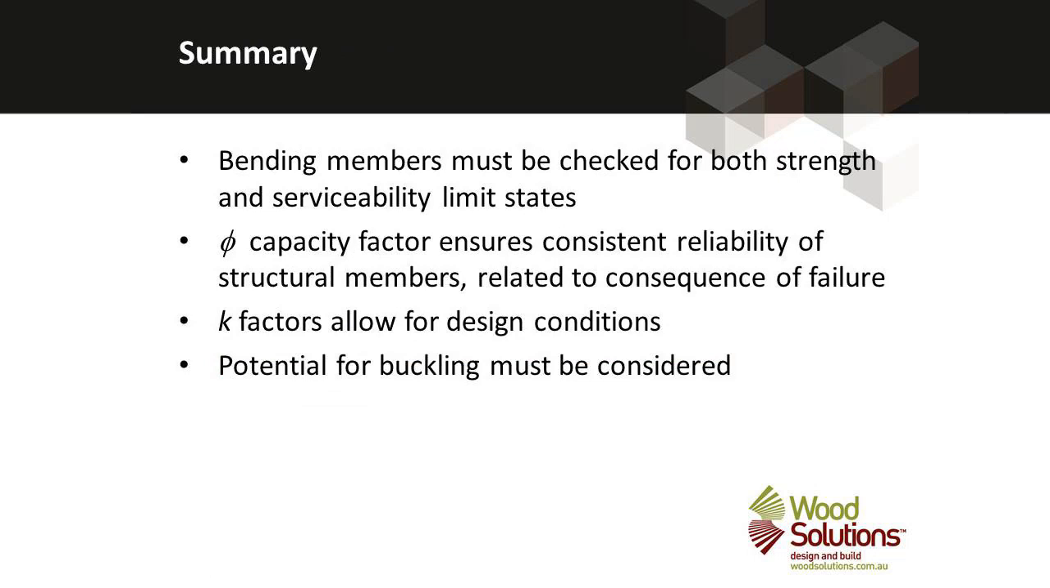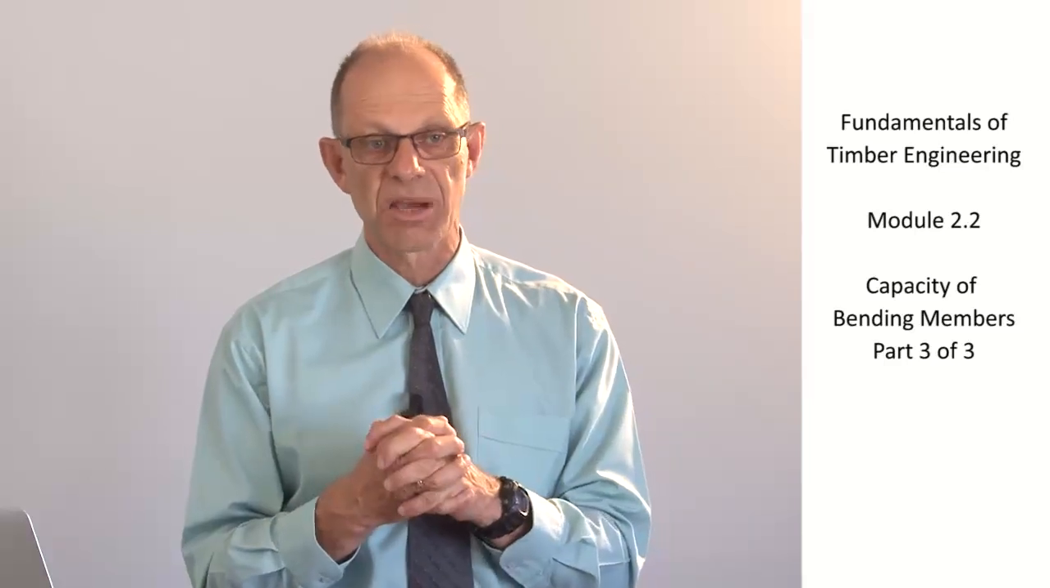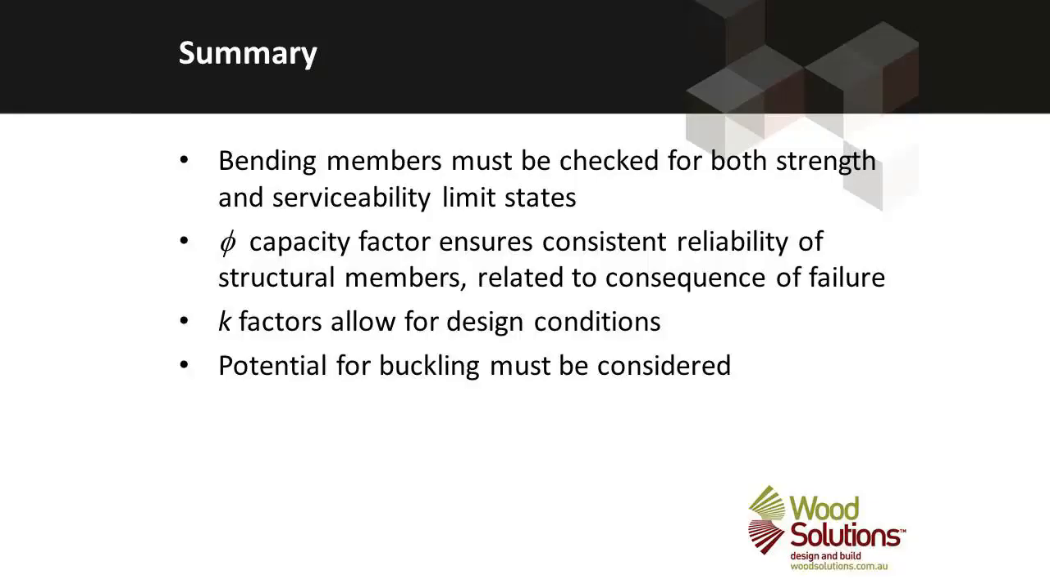Bending members have to be checked for strength limit state, and in most cases they also have to be checked for serviceability limit state. The capacity factor ensures consistent reliability across all members and all types of members. The K factors, the modification factors, allow for design conditions and the service environment in which the beam is going to be used. And potential for buckling is considered by using the K12 factor. Once all of these are assembled, we have anticipated all possible failure modes of our bending member and ensured that it will resist the strength limit state loads.